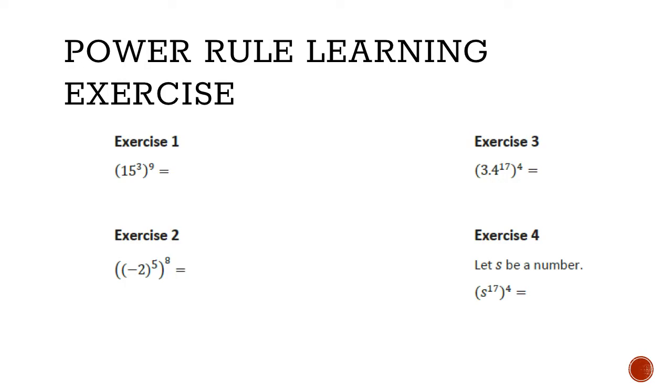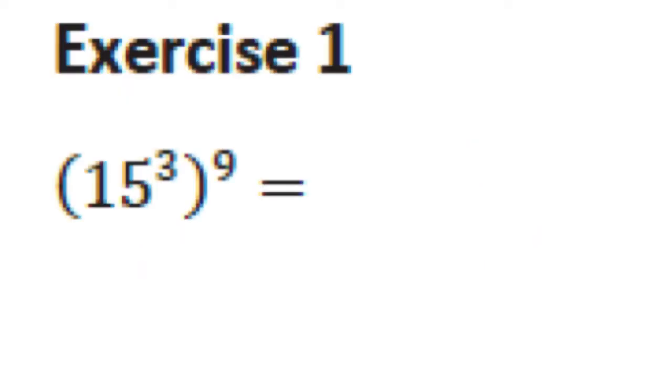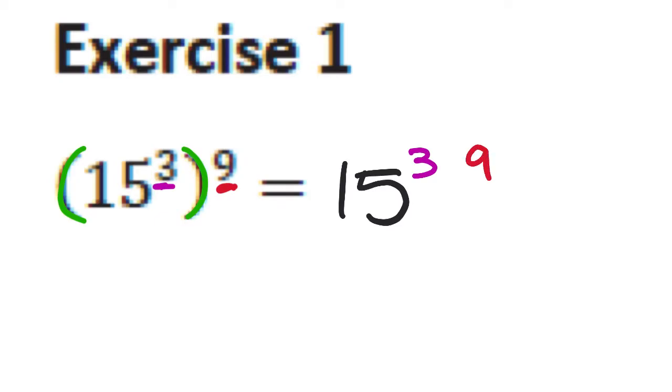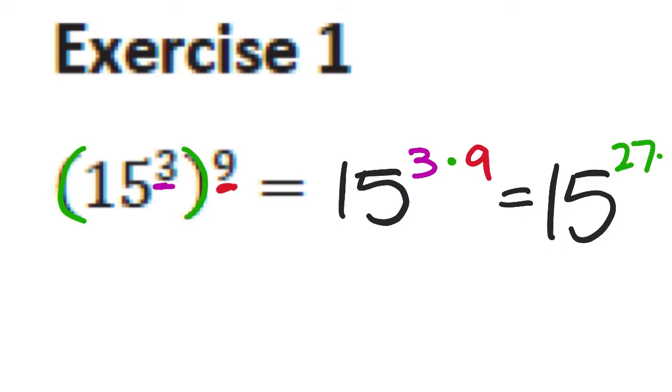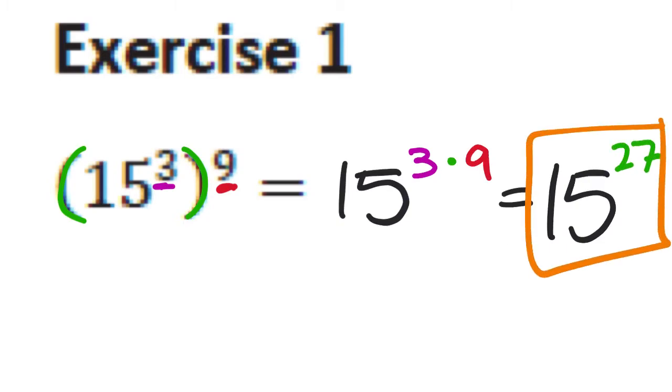All right, so we got these 4 examples, and these ones are pretty direct with the rule we just learned. Here's number 1. Again, we got a 15 base right there. It right now has this exponent of 3, but it's in parentheses. So in relationship to the other exponent of 9, since 15 to the power of 3 is in parentheses, we need to multiply these out. So this does not change the base. It's still base 15, but the new exponent will be 3 times 9, which is 27.